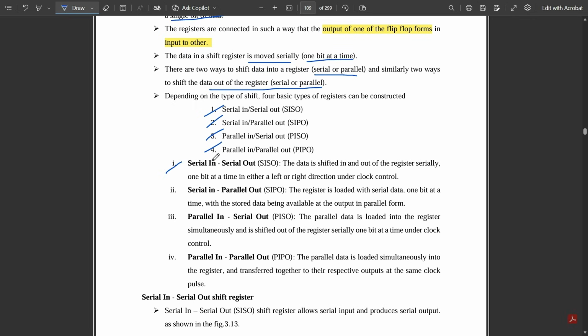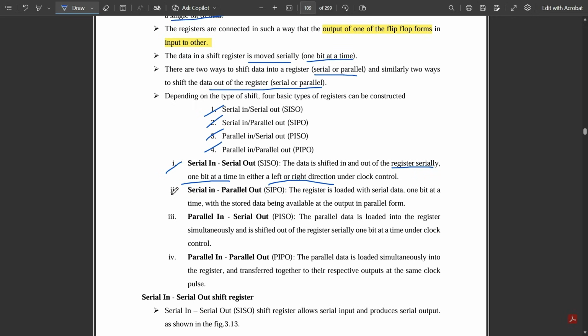First is serial in, serial out, SISO. What do you mean by this? You see here, the data is shifted in and out of the register serially, one bit at a time, in either left or right direction under the clock control. One thing you need to keep in mind is that all these four basic types of registers operate under clock control. Based on the clock signal only the function takes place, whether serial in or parallel out. In the first case, the data inputs are sent serially, and they come out of the register in a serial manner, in the same order in which they were sent.